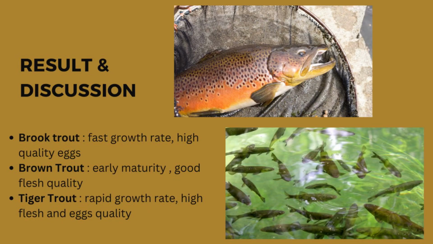Next is results and discussions. For the species of brook trout, it has fast growth rate and high quality of eggs. For the brown trout, it has early maturity rate and a good flesh quality. The tiger trout has a rapid growth rate and high flesh and egg quality.